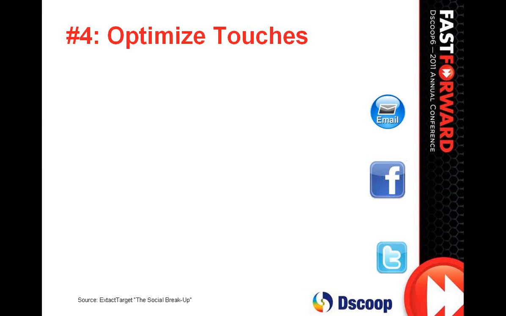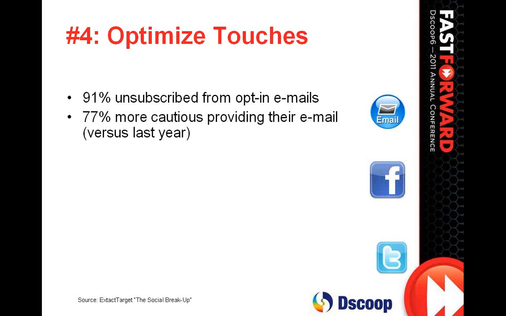Now, just in time for Valentine's Day, which was just about a week and a half ago, a partner of ours called Exact Target released a study called The Social Breakup. And what they looked at are these channels, email, Facebook, and Twitter. And here's some interesting data that I want to share with you that you should keep in mind when designing your next campaign. 91% of individuals in this study had recently unsubscribed from opt-in emails, from emails that they had previously opted into. And 77% said they were more cautious about providing their email address versus last year.